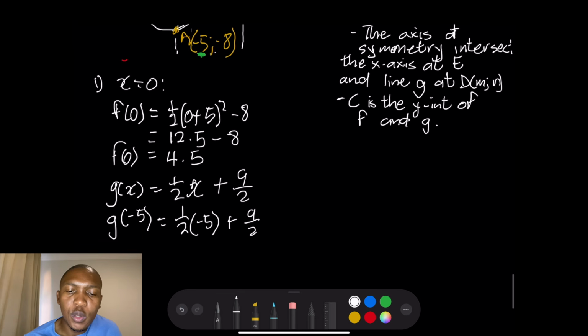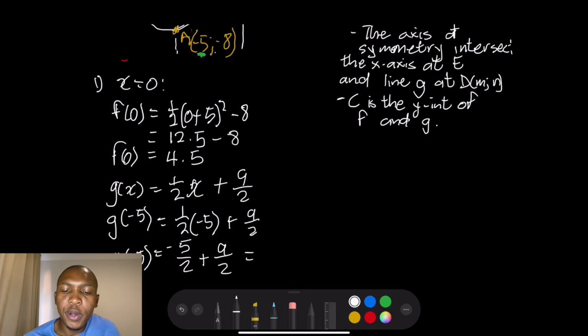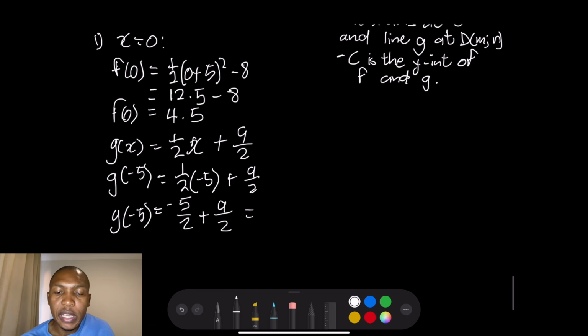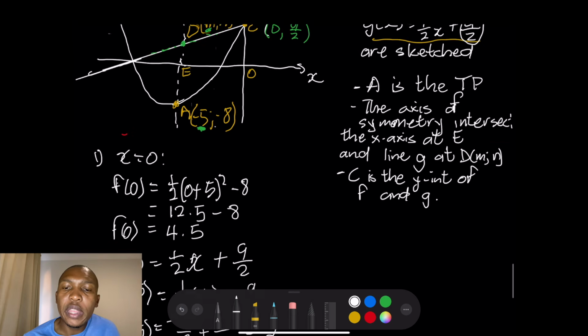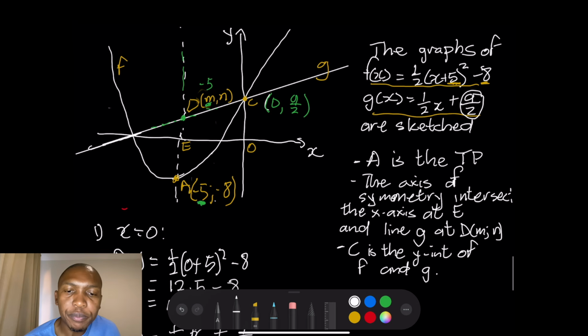So in this case, what you would have is minus 5 over 2, plus 9 over 2. And of course, I'm still going to tackle fractions with you at a point so that I can assist you with that. So that would give us 4 over 2, and so that would be 2. So it means that my points for m and n are minus 5 and 2 respectively.